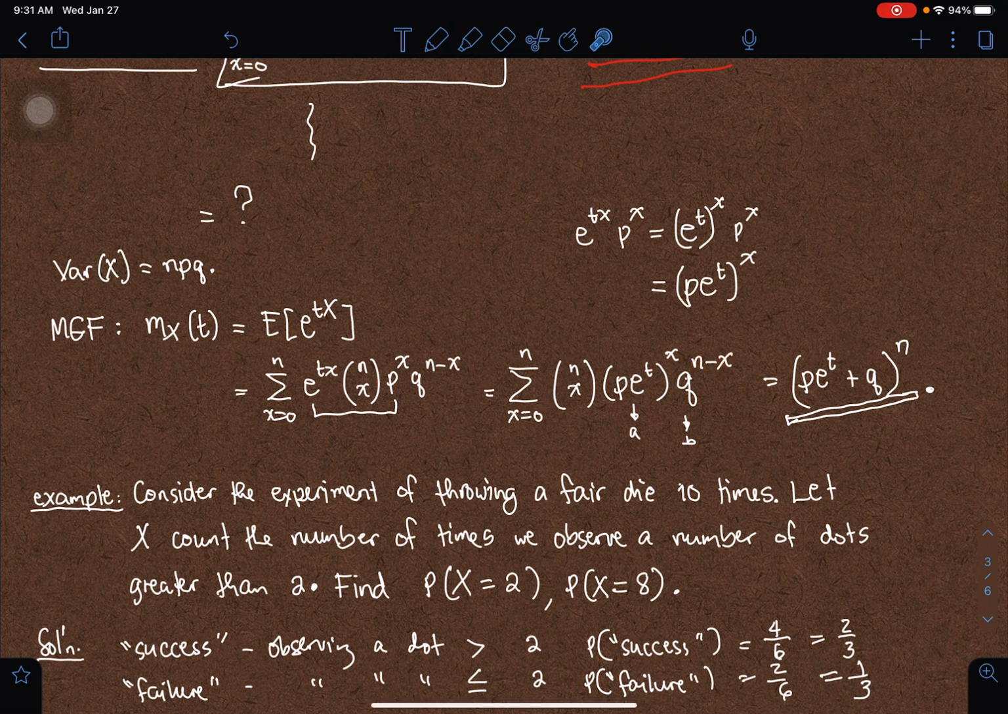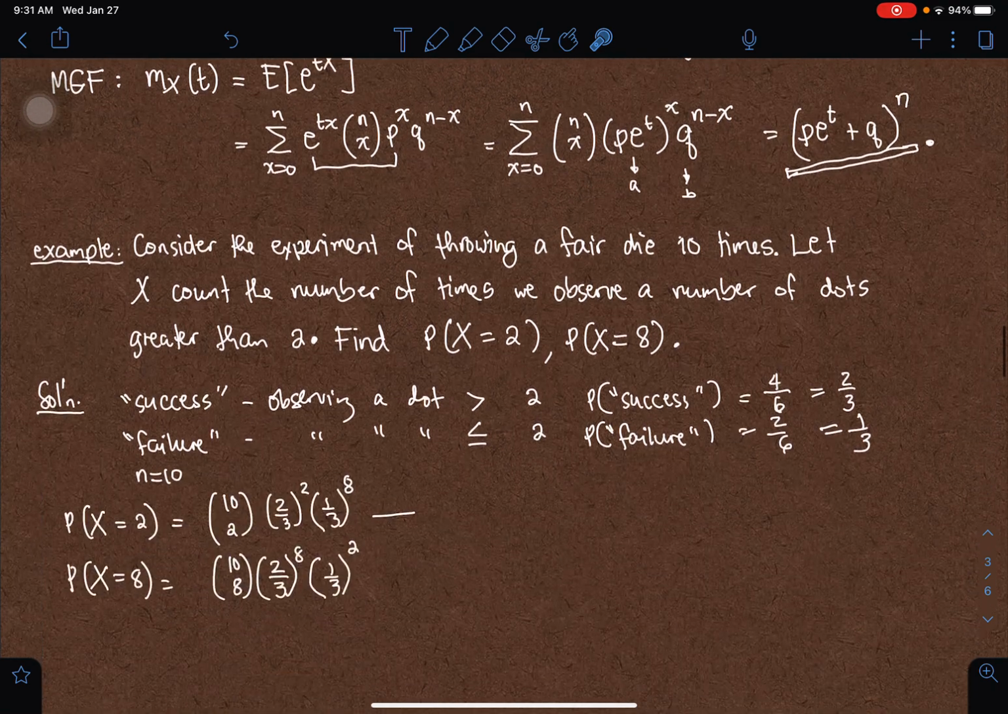And again, this is similar to the binomial expansion formula. So this is just equal to the expansion of (p e^t + q) raised to the nth power. So that's the moment generating function of the binomial distribution. Okay. So we have here an example.